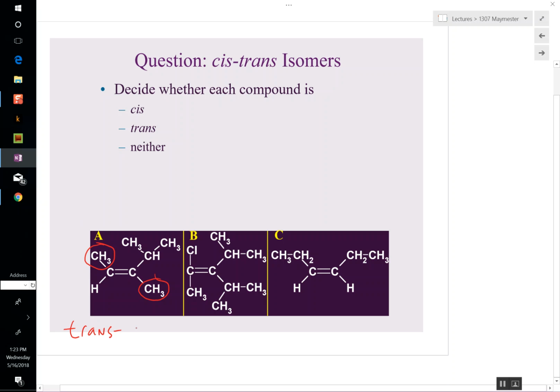It's trans something. Okay, let's go to B. Does this carbon have 2 different things on it? Yes. Does this carbon have 2 different things on it? No. Those are isopropyls right there. One of them is an isopropyl. One of them is going to be part of the longest chain. But they are the same. So, neither cis or trans.